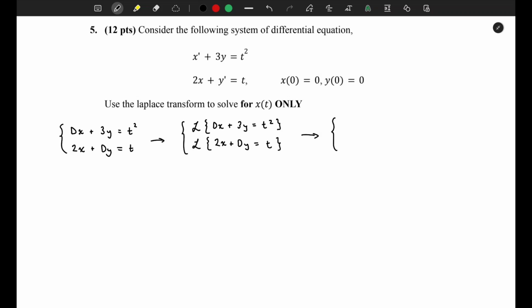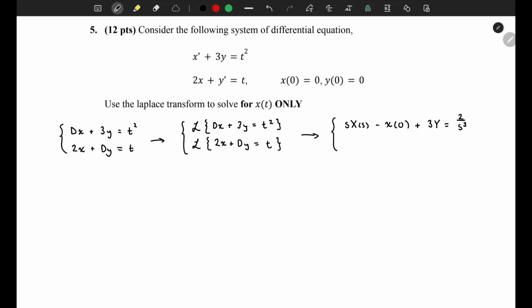So we know that if we want to take the Laplace of Dx, which is like the derivative, it's going to be s X of s minus x of 0. And just to recall, we have those conditions, which is why they actually gave it to us. So s X of s minus x of 0 plus the Laplace of 3y, this is going to be 3 capital Y, and then the Laplace of t squared is just going to be 2 over s cubed.